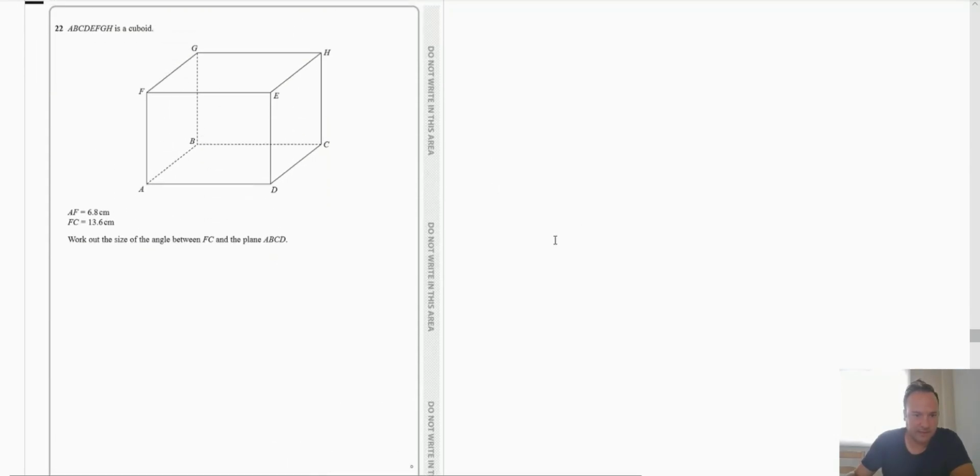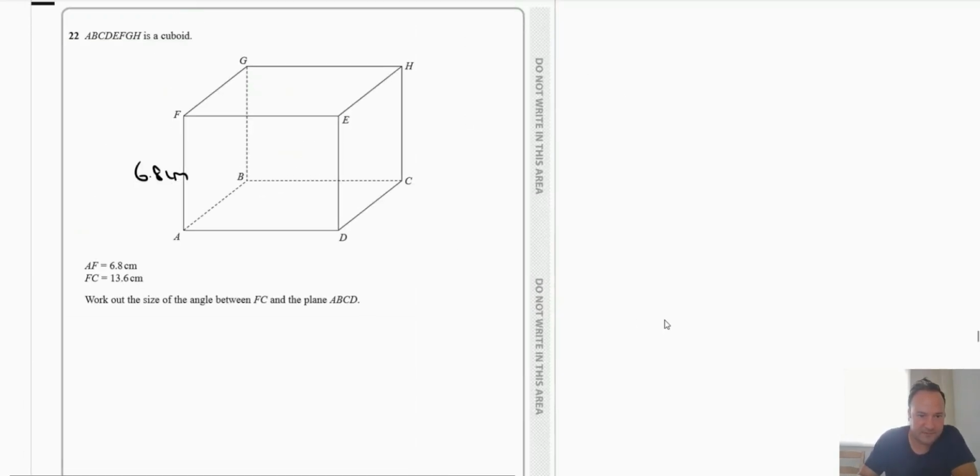AF, and it's two marks, so not very many marks this question. AF is 6.8 centimetres. So the first thing that we can do, guys, is to put this information into the diagram. 6.8 centimetres. We have FC, which is 13.6 centimetres. So what we need to do for this is to draw a line going from F to C, like this. And we're going to write 13.6 centimetres. Okay. Work out the size of the angle between FC and the plane ABCD.